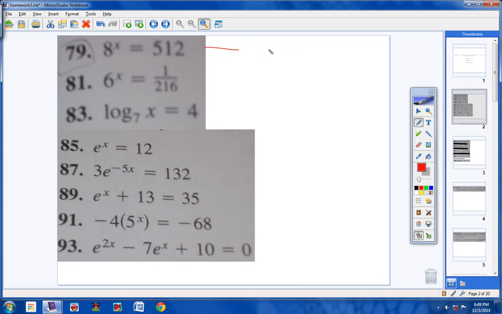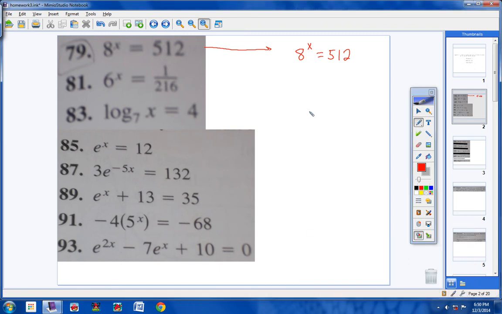Alright, number 79. I'm going to solve this exponential equation. So we have 8 to the x power equals 512. Now remember, students, our goal is to always write both sides with the same base when we can, okay? So we're going to try to do that.